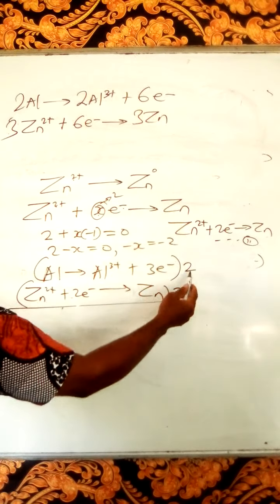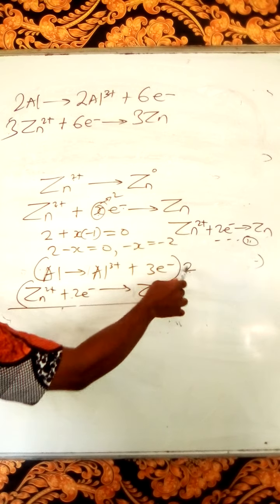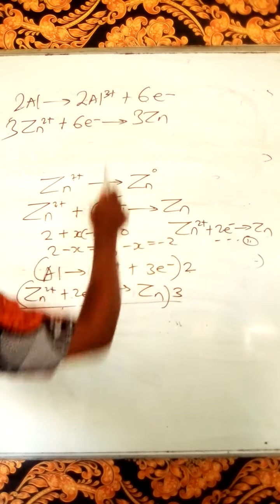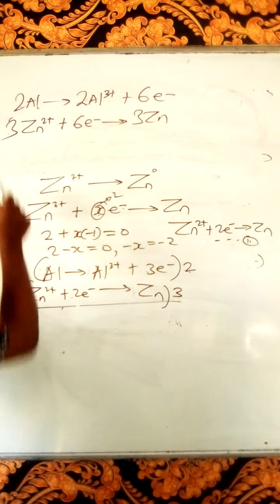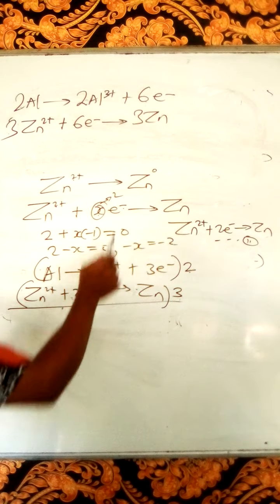Let me repeat myself. 2 times the number of moles here, which is 1, is 2. 2 times 3 is 6. Then 3 times 1 in front is 3, 3 times 2 is 6, and 3 times 1 in front will give us 3.